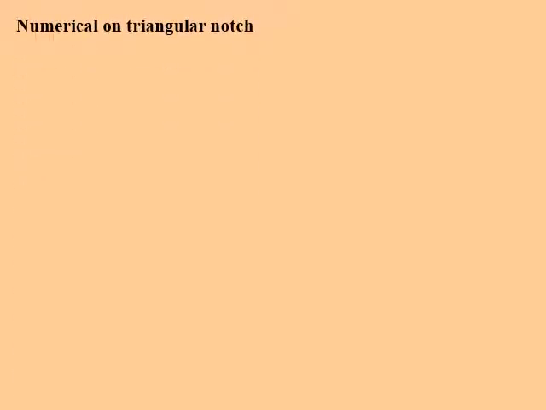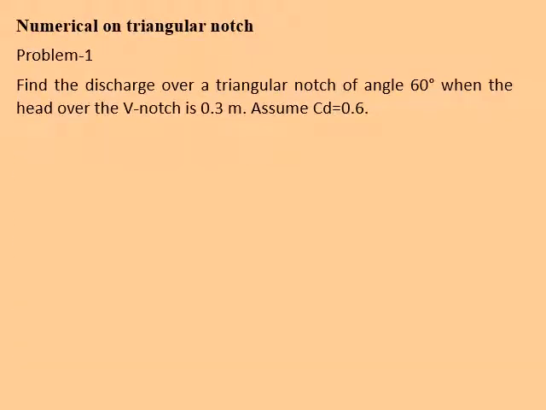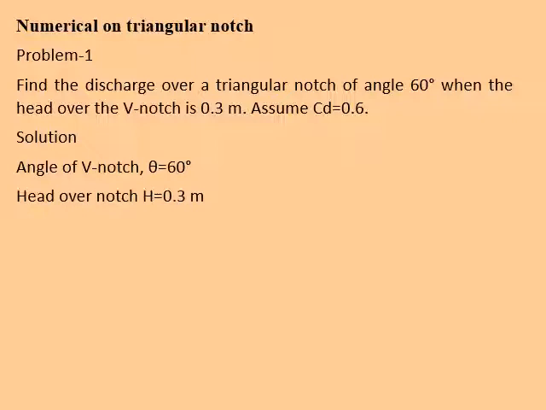Now the very first numerical on this triangular notch. Find the discharge over a triangular notch of angle 60 degrees when the head over the V notch is 0.3 meter, and assume CD is equal to 0.6. The angle of V notch, theta, is equal to 60 degrees. Head over the notch is h equal to 0.3 meter. CD is equal to 0.6.